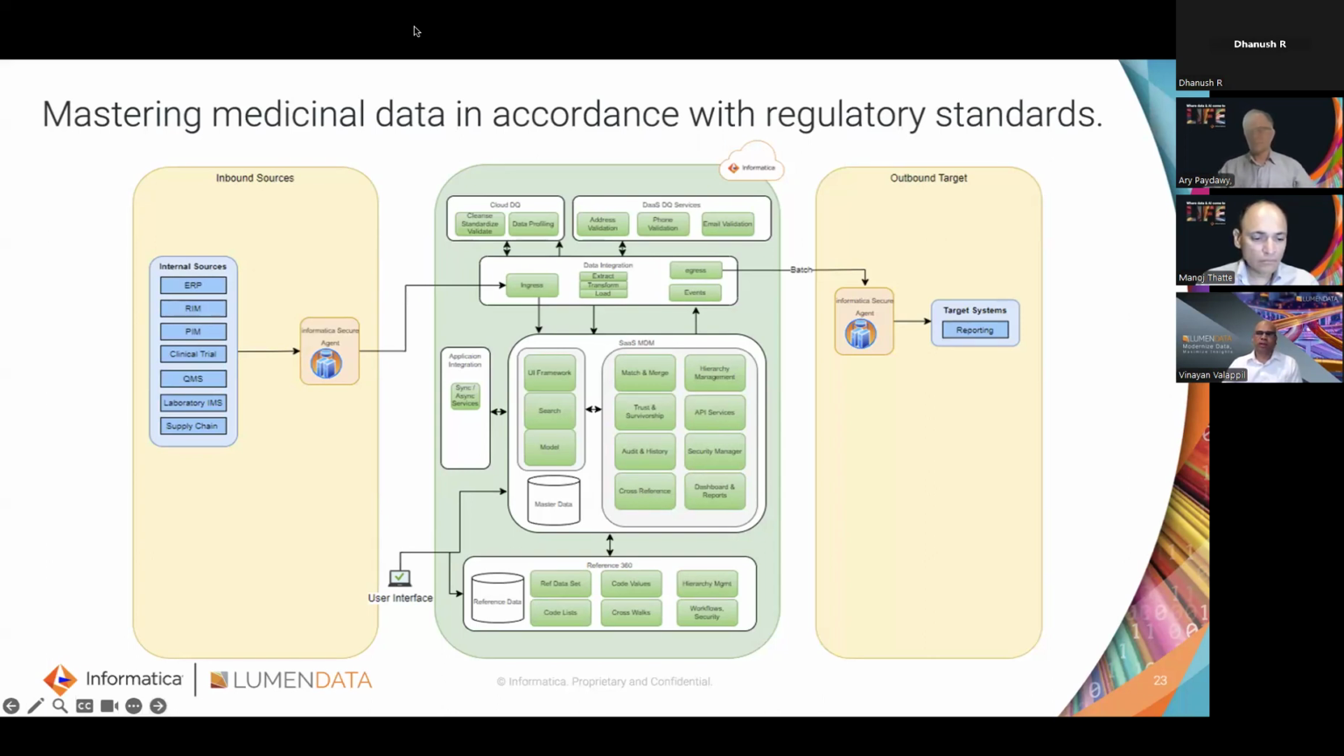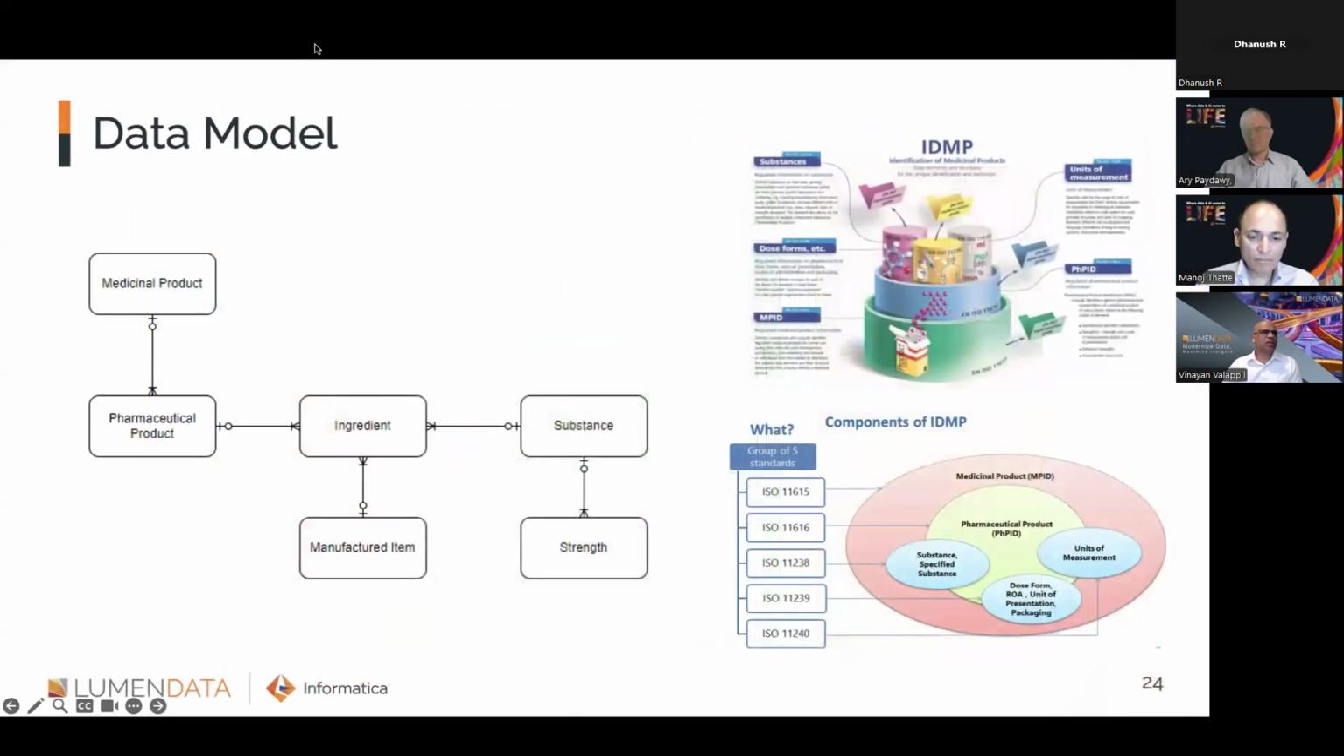So I'll go to the next part, the data model, right? The data model comes out of the box. Again, the standard is IDMP. So every customer who implements IDMP may have to go with the exact same data model. That's the whole point of having the IDMP implementation.